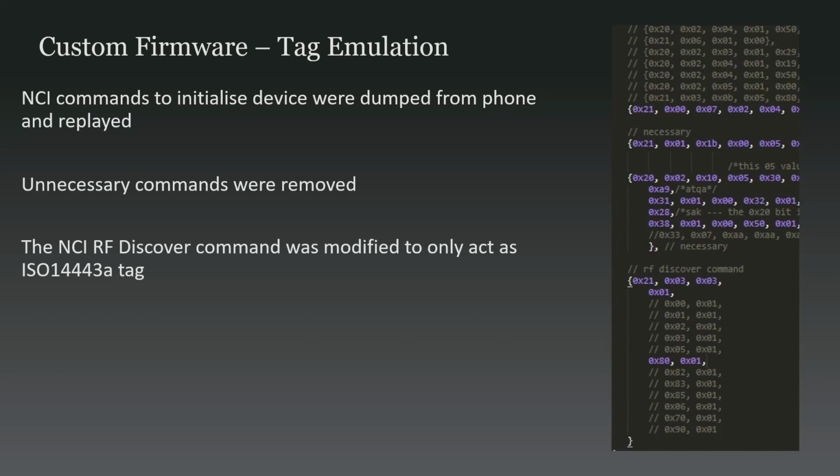And then I used what I discovered to be the RF discover command, which was the last command sent, and took away all the parameters which set it up into NFC reader mode, or used different protocols, and just kept it for protocol 80, which turned out to be the ISO 14443A tag emulation mode.